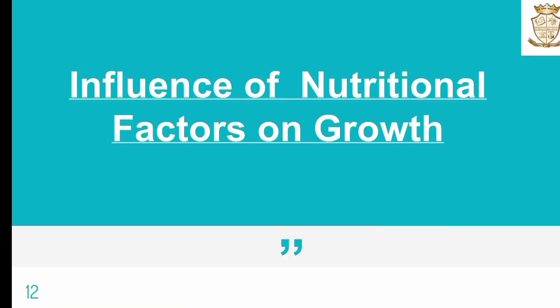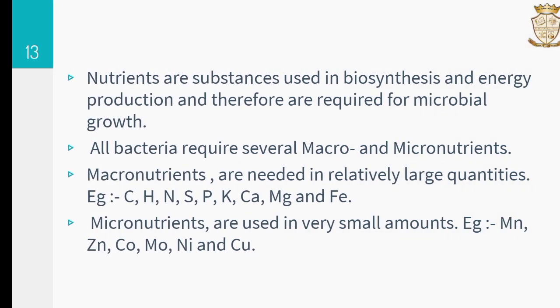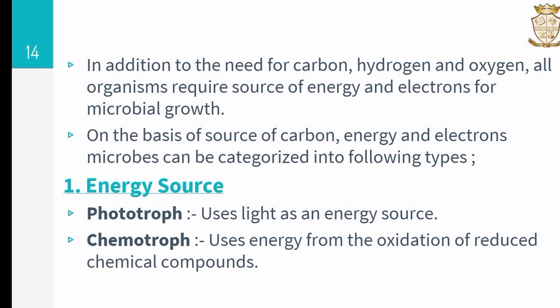The second one is the nutritional factors. Nutrients are substances used in biosynthesis and energy production and therefore are required for microbial growth. All bacteria require several macro and micronutrients. Macronutrients are needed in relatively large quantities, while micronutrients are used in very small amounts. In addition to the needs of carbon, hydrogen and oxygen, all organisms require a source of energy and electrons for microbial growth. On the basis of source of carbon, electron and energy, microbes can be categorized into the following types.